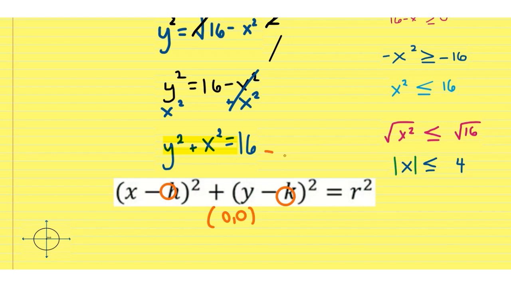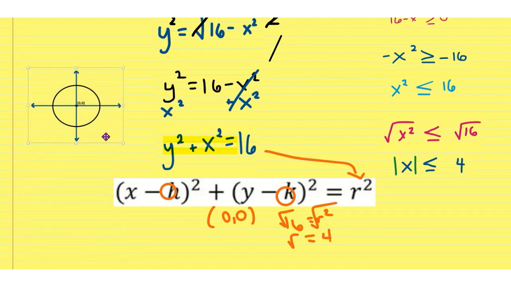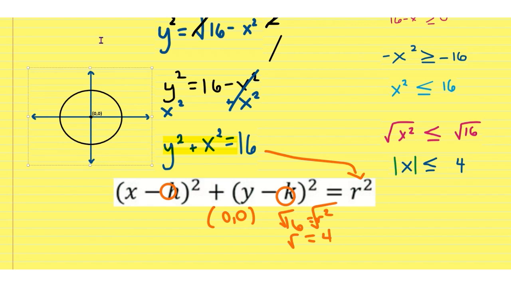And 16 is equal to r squared. So if I square root both sides, that means that the radius is actually equal to a length of 4. So this is what it's going to look like when we graph it.